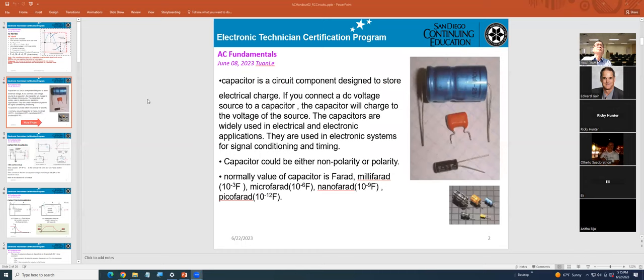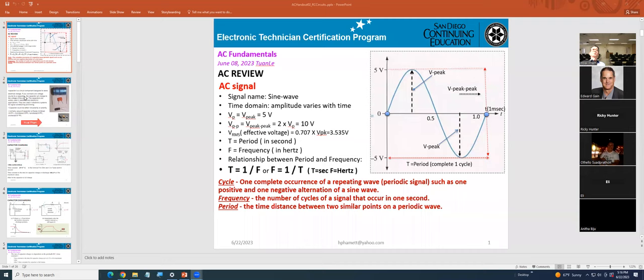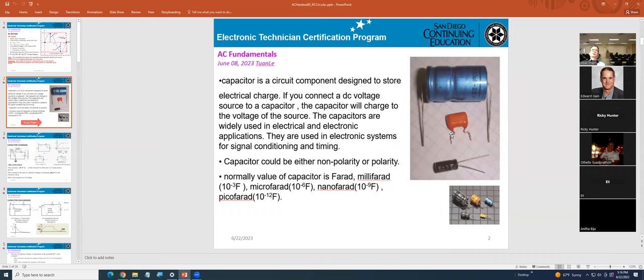Okay, next, we're talking about capacitor. This is a capacitor, okay? Different size. Capacitor is a circuit component that is designed to store electrical charge. If you connect a DC voltage source to a capacitor, the capacitor will charge to the voltage of the source. The capacitors are widely used in electrical and electronic applications. They are used in electronic systems for signal conditioning and timing.